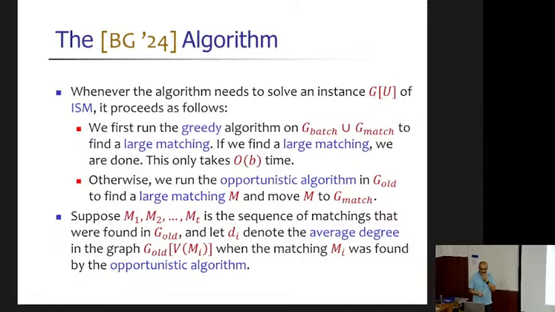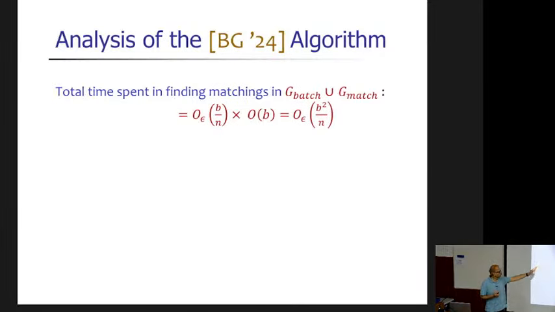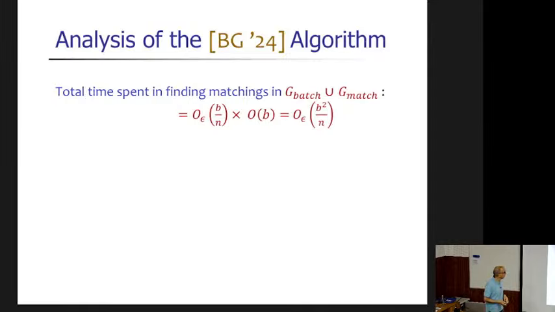Good. So now we can analyze the runtime. Total time spent in finding all the matchings in G batch union G match is, we'll do this computation B over N times, and every time we spend order B time. So the total time is B square over N. Very simple. What's the amortized update time, divided by B? It is B over N. So if B is not very large, this is looking good.